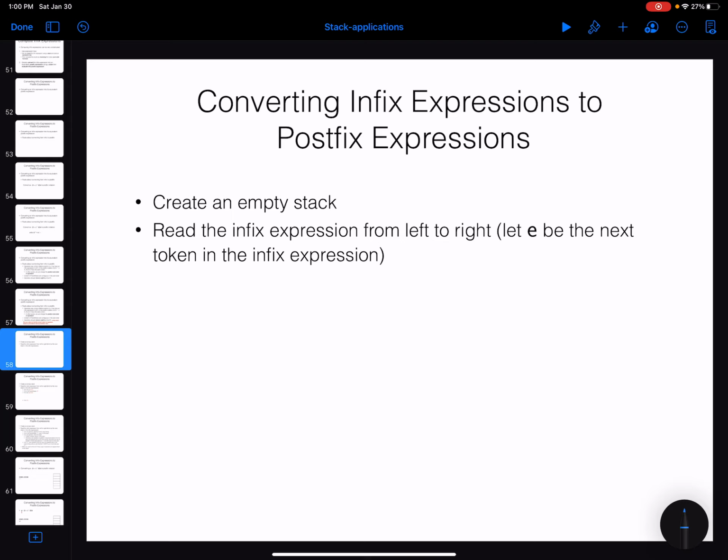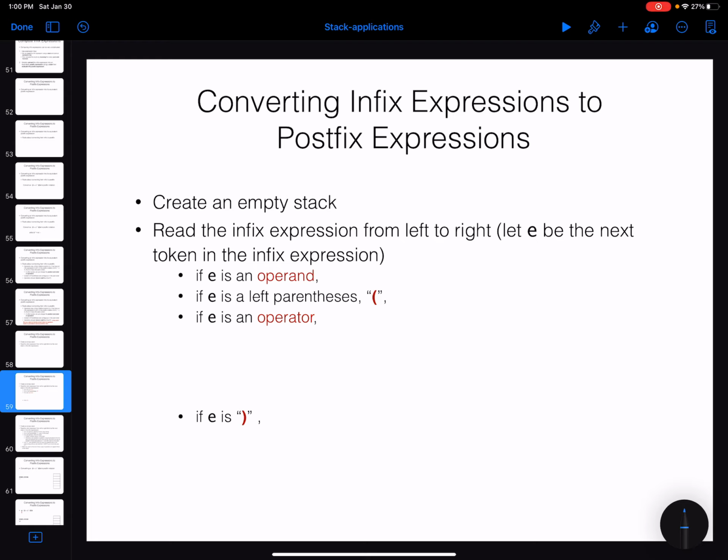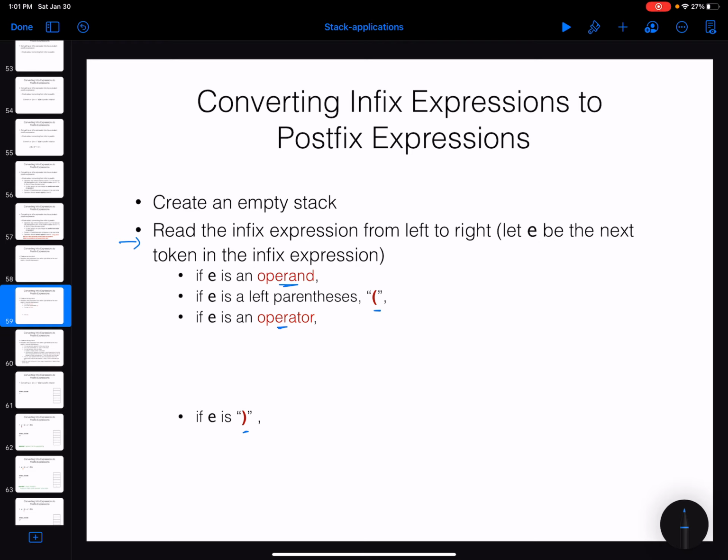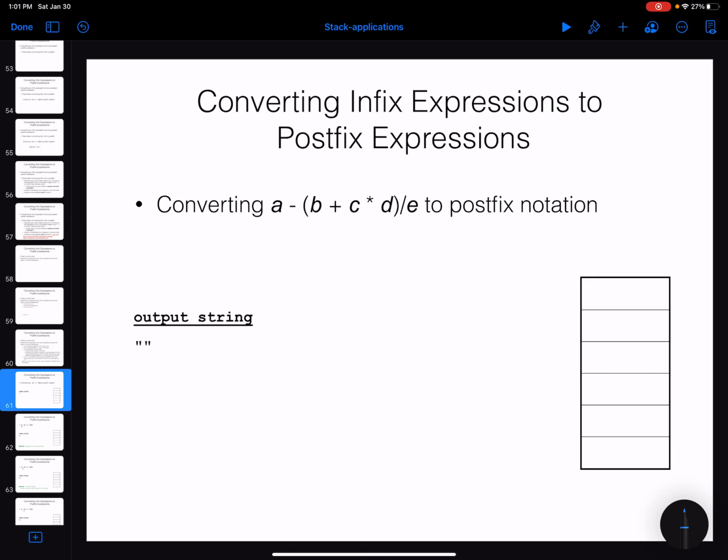In the previous algorithm, evaluating a postfix expression, we just had two possibilities: either you have an operand or you have an operator. Here we have opening and closing parentheses as well. So this is my algorithm. I will read the infix expression from left to right, token by token, and each token has four possibilities: an operand, open parenthesis, operator, or close parenthesis. I will show you what happens for each one. The full algorithm is here, but I wanted to explain it over an example to make it easier to understand.